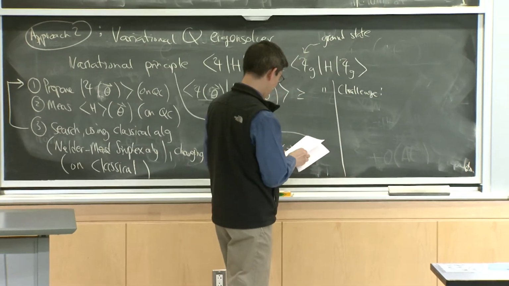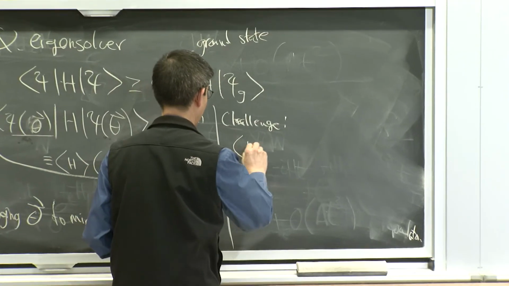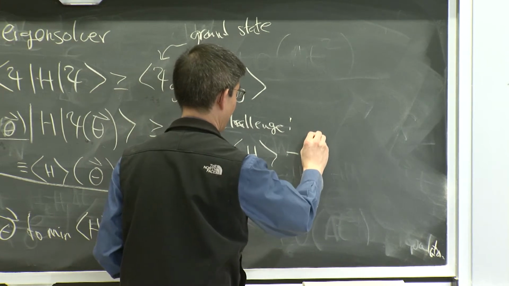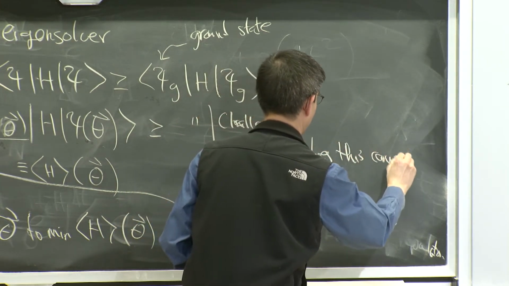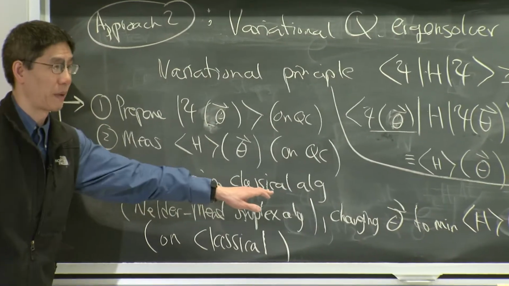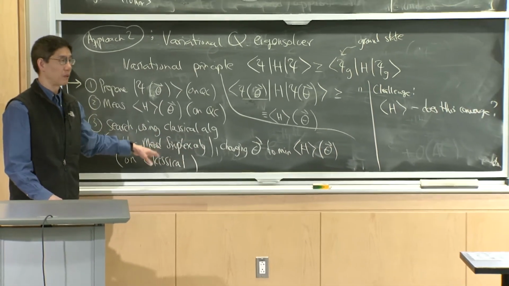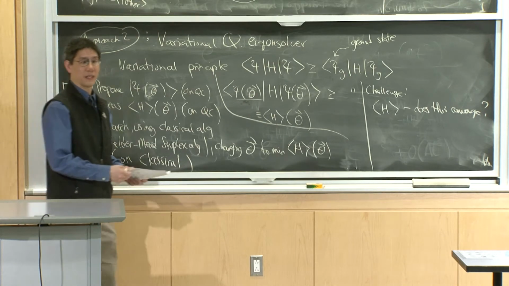So the challenge of this. There are two I would point out most. First, does this expectation value converge? You have to rely upon this classical optimization algorithm to get you better and better values, but you don't have a proof that you actually got the lowest possible value or the desired ground state.